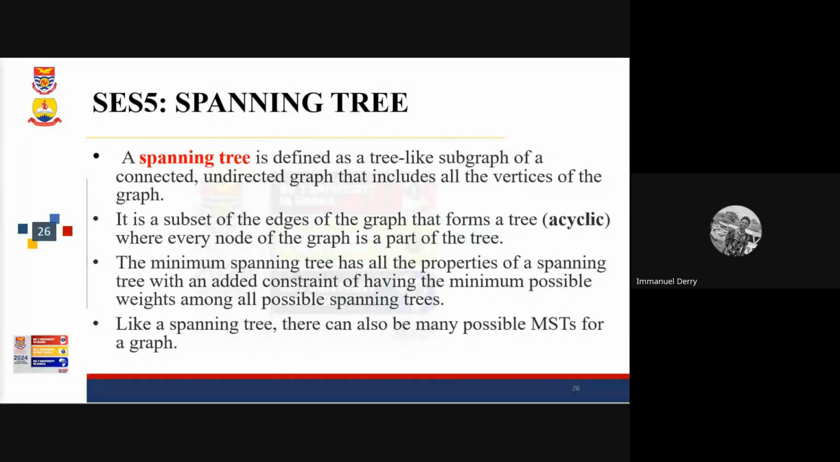Is that very clear? So when you are given a graph, you can get as many spanning trees as possible in it, but you can get only one minimum spanning tree, except that if their values are the same, then you can get multiple of them. But then you have several spanning trees. However, the minimum spanning tree could be one.